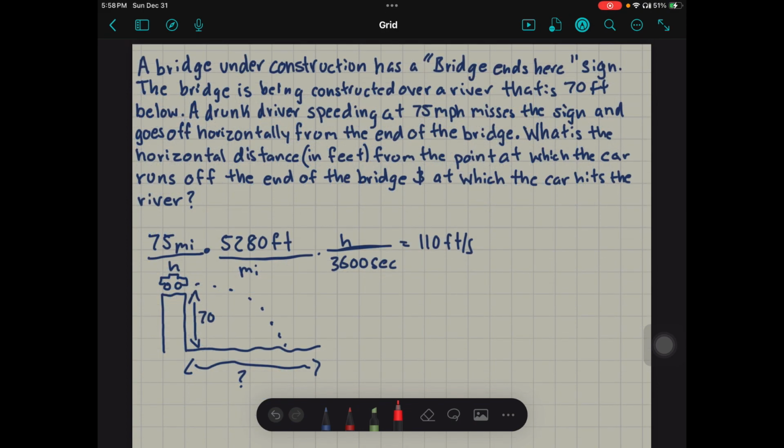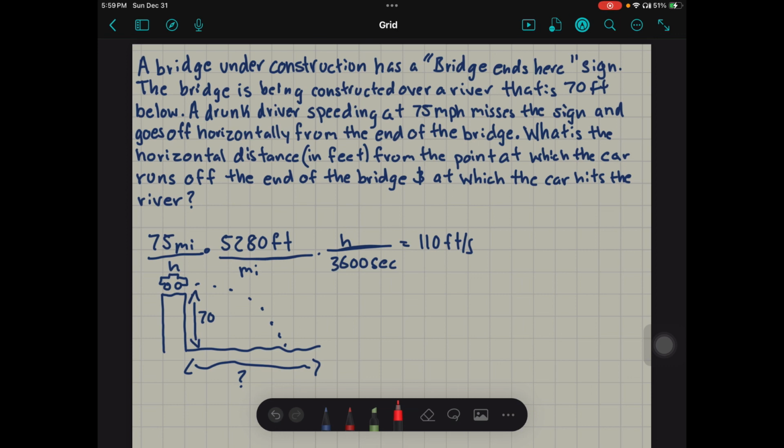Okay, so the first thing we've got to do is convert this 75 miles per hour into units of feet per second. In order to do that, we know that 5,280 feet are in 1 mile, and we can cancel out the miles, and then we have feet over hours. From there, we can do 1 hour equals 3,600 seconds, and cancel the hours out, and now we have feet over seconds. When we plug that into a calculator, we get 110 feet per second. And from there, we can go ahead and try solving our problem.